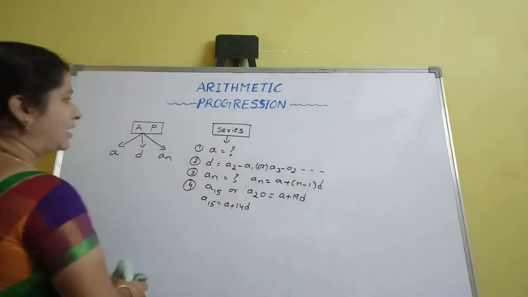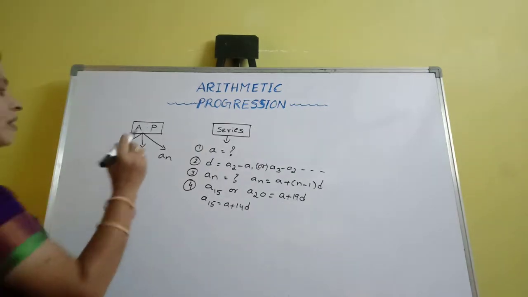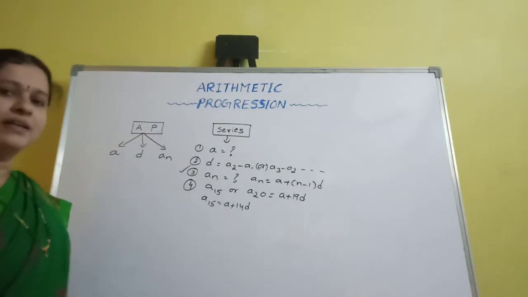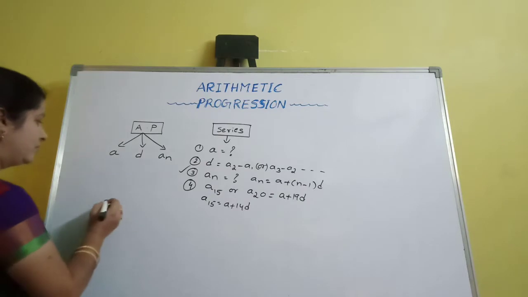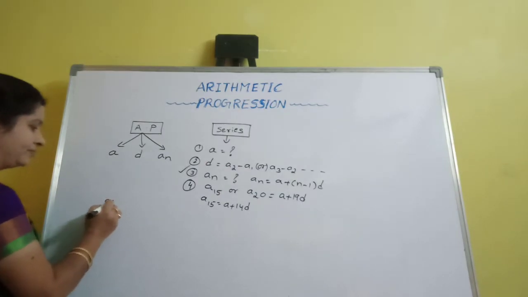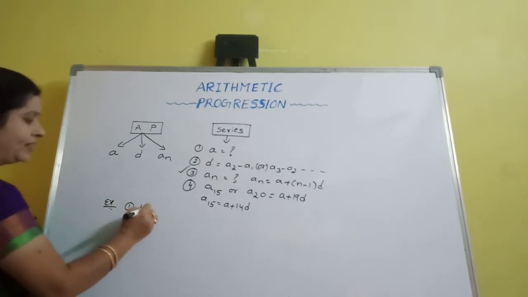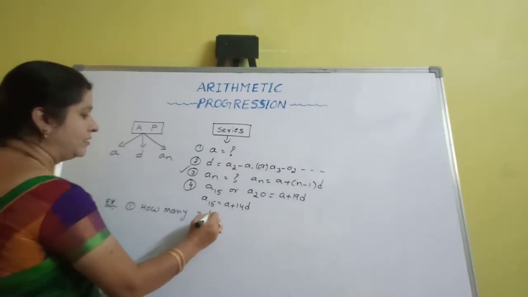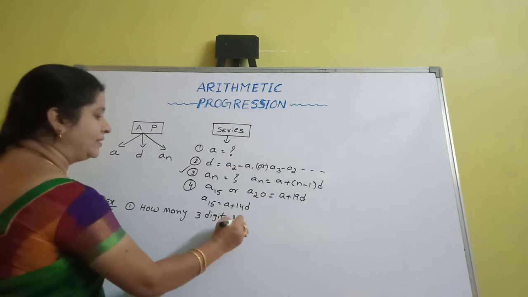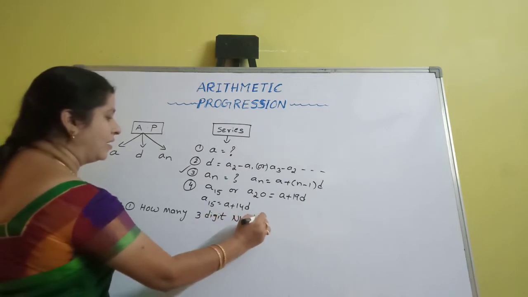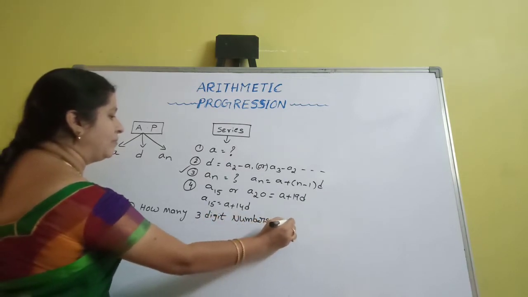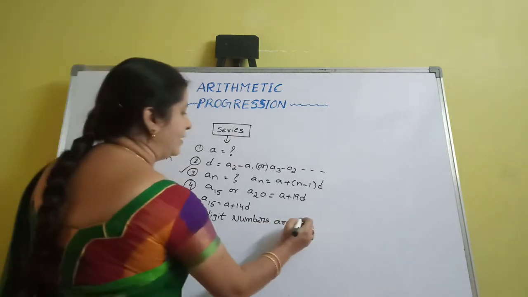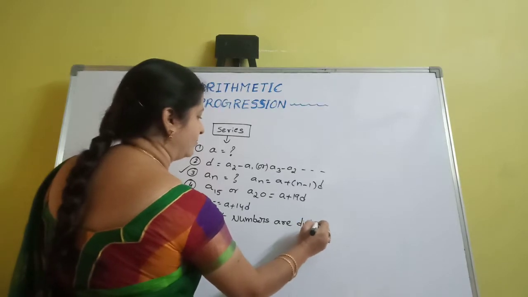There are so many models by using the concept, the nth term an equal to a plus n minus 1 into d. So for example, how many 3-digit numbers are divisible by 7? How many 3-digit numbers are divisible by 7?